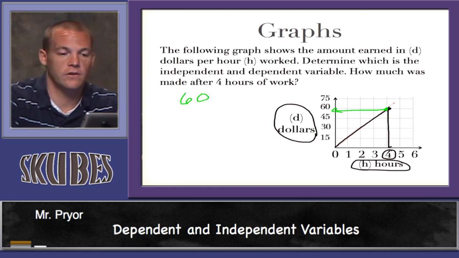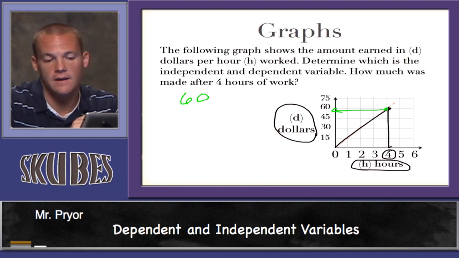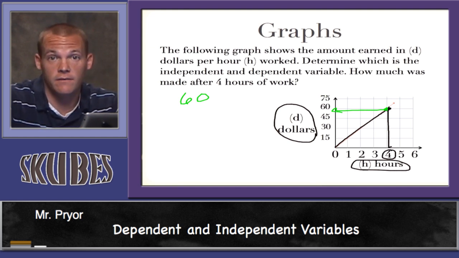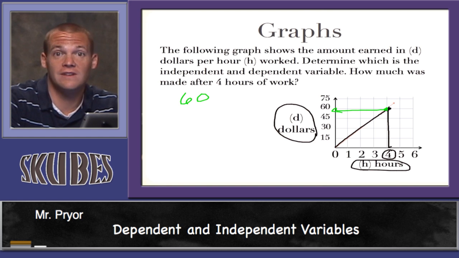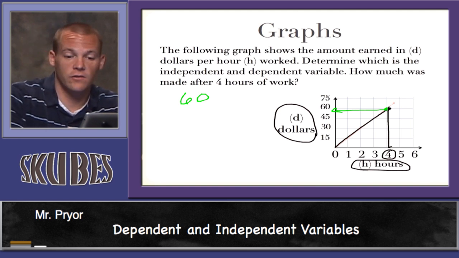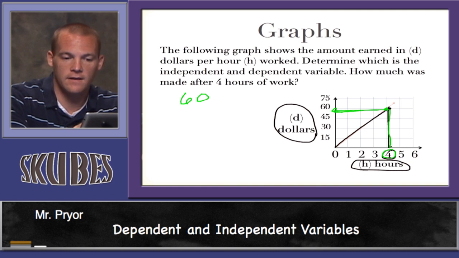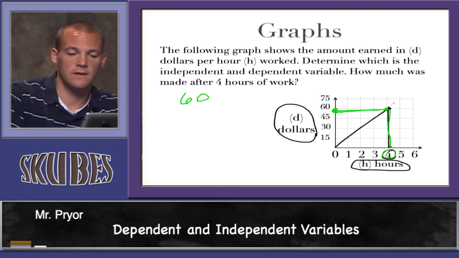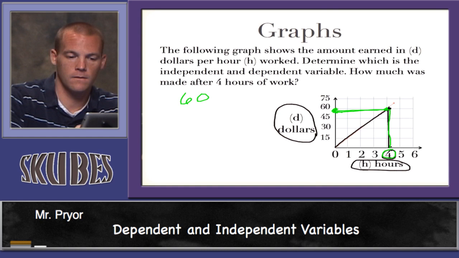All right. So to conclude this slide, we figured out that H hours is your independent variable. D dollars was your dependent variable. And again, that's because the amount of money depends on how many hours. So in this case, looking at our graph, we could see after 4 hours, we end up at $60. All right, so let's look at one more.